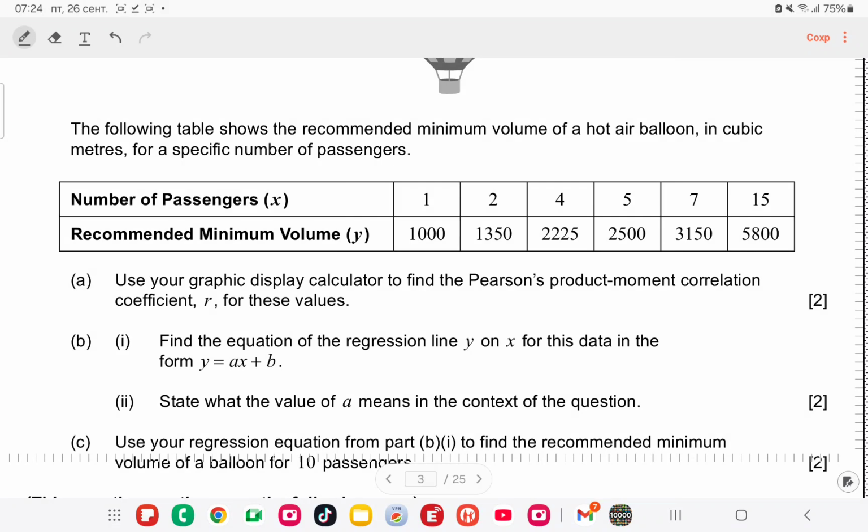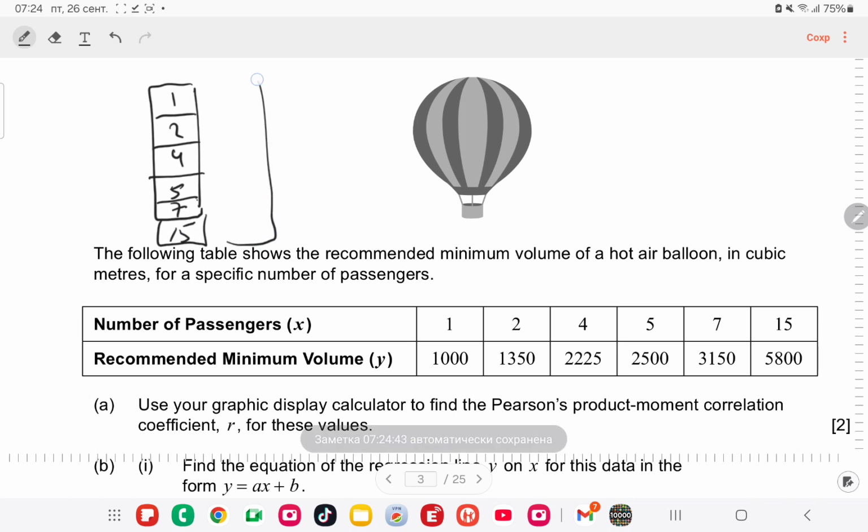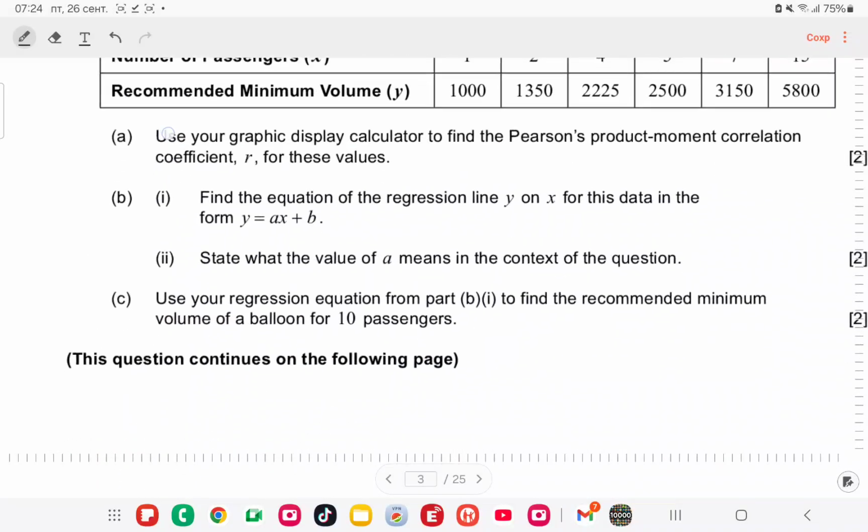Use your graphic display calculator to find the Pearson product moment correlation coefficient. How to find it? Using the calculator, we can simply type in the first column, list 1, the number of passengers: 1, 2, 4, 5, 7, and 15. And the second column, the corresponding values. Then press linear regression, and the equation will be given straightforwardly.